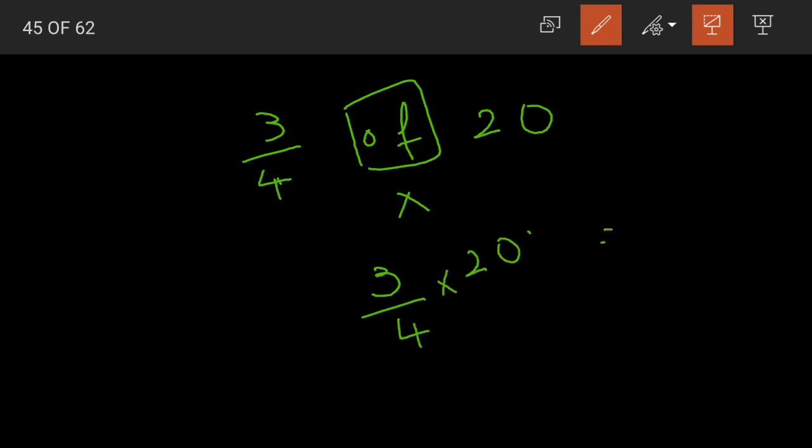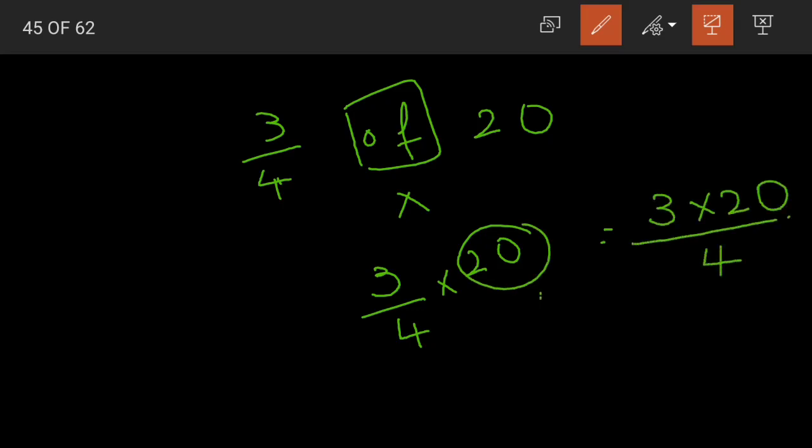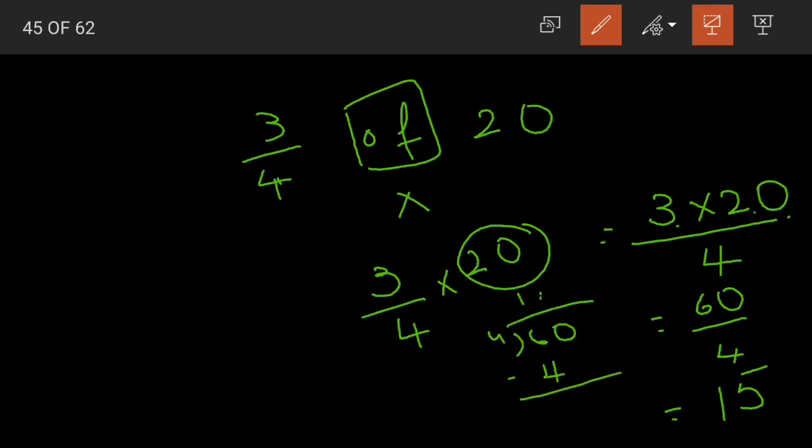Yes children, there are two ways to find out the product. First is we consider the 20 as a whole number. So just multiply the numerator and the whole number divided by the denominator. 3 into 20, 60 divided by 4. 60 divided by 4. We have 4 ones are 4. When we subtract 2 is remaining. 0 brought down. 4 5s are 20. When we subtract 0 is our remainder.